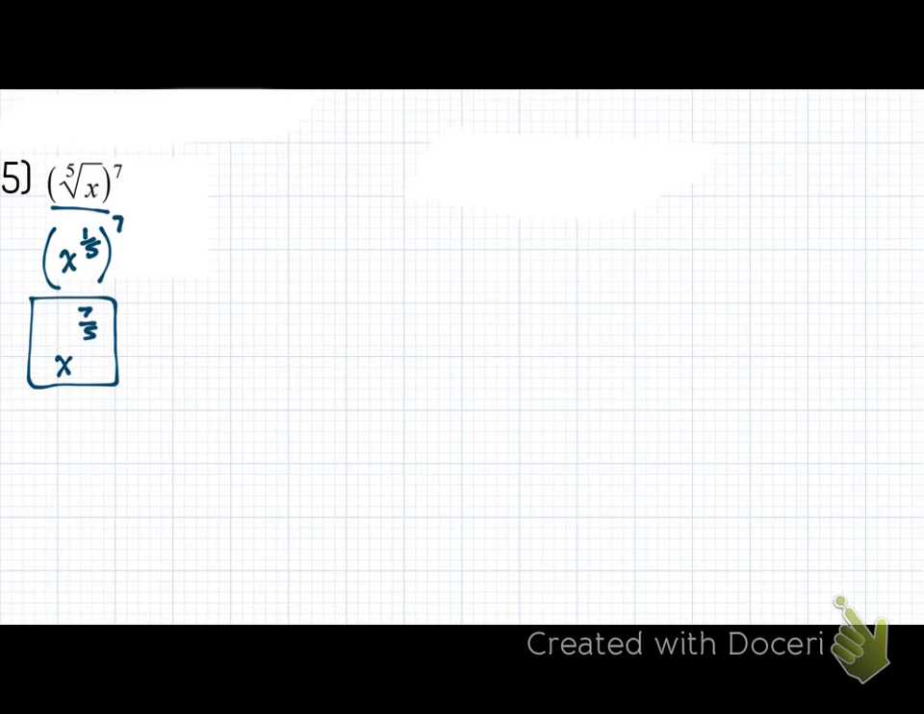Okay. Last one, number 6. Please write this as a fractional exponent. Number 6, don't erase your board. You're checking your work because some people forgot certain things.